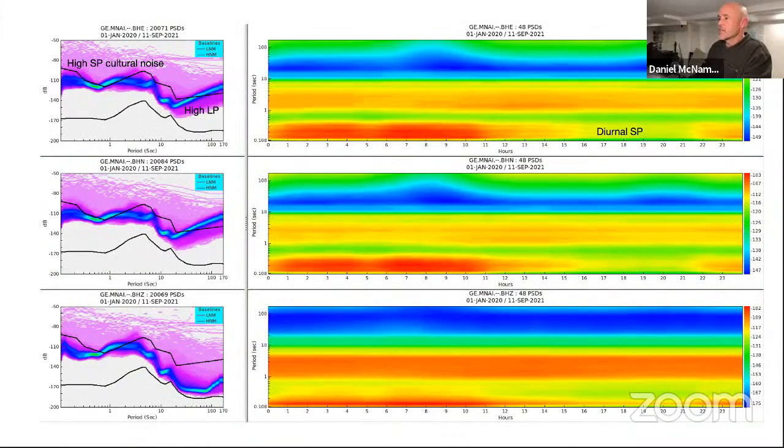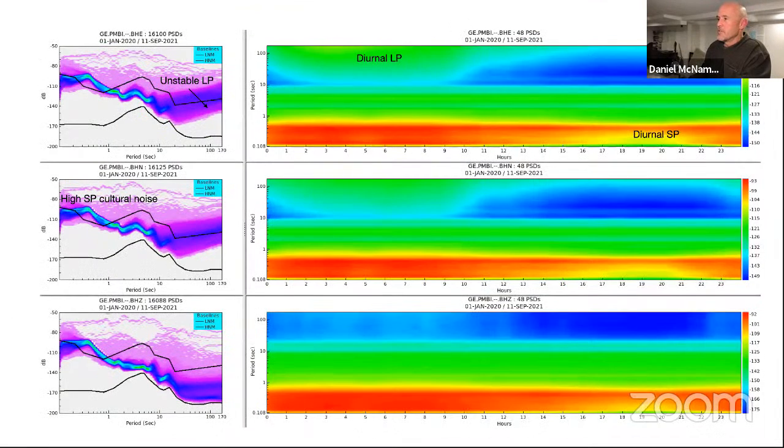Well, in many of these examples like this, this is PMBI. As I pointed out, you can see the horizontal components are very noisy. They never stabilize. You see these smeared purple and pink colors. That's because it's moving around quite a bit, and you can see a strong diurnal variation. And as we suggested, this is probably a shallow vault in deep soils, possibly soft soils.